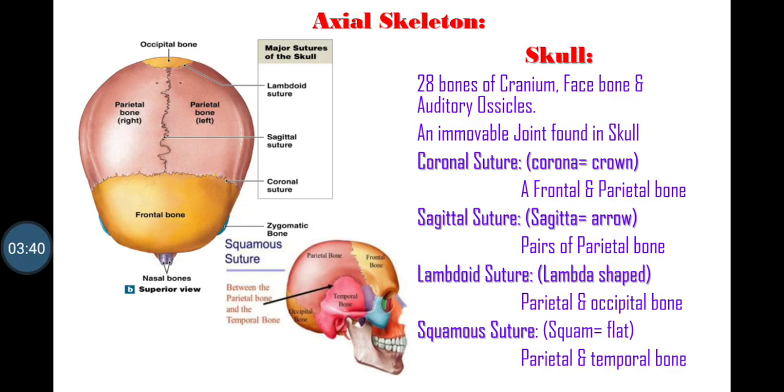Second, sagittal suture. The pairs of parietal bones unite to form a sagittal suture. Third, lambdoid suture. The pairs of parietal bones and occipital bone unite to form a lambdoid suture. The shape of the lambdoid suture resembles the Greek letter lambda. Fourth, squamous suture. The pairs of parietal bone and temporal bone unite to form a squamous suture.